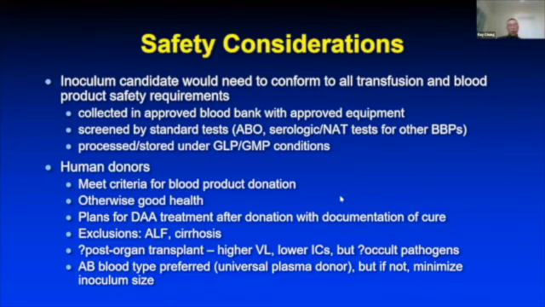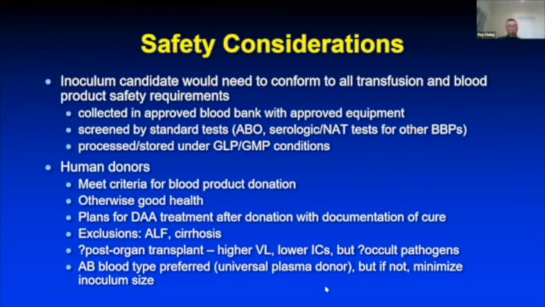The donors should meet criteria for any blood product donation, and as we've discussed earlier, should be in very good health, with absolute plans for DAA treatment after donation with clear-cut documentation of cure in those donors. We should exclude those who developed acute liver failure, fulminant hepatitis, and certainly those with more advanced forms of liver disease. The attractive idea of taking someone post-organ transplant, in which even higher levels of viral RNA might be present with low concentrations of immune complexes, may be counterbalanced by the coexistence of occult pathogens in that group of patients.